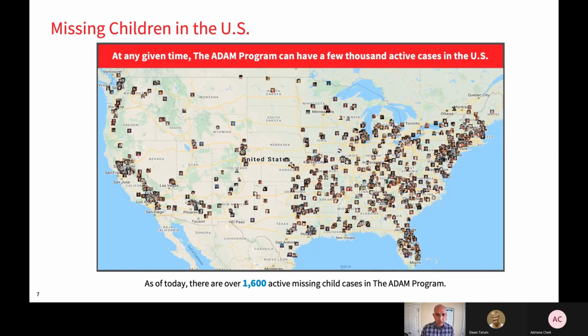Now, as of today, you can see the number of people actively missing in our ADAM program database. We have about 1,600 active missing child cases that we are monitoring throughout the United States, and this is a map showing all the missing children. By the way, I don't want to go into too much detail on how the system behind the scenes works. That's what Trish is going to be covering on Tuesday, so please tune into that presentation for all the details. It's going to be a fantastic presentation.